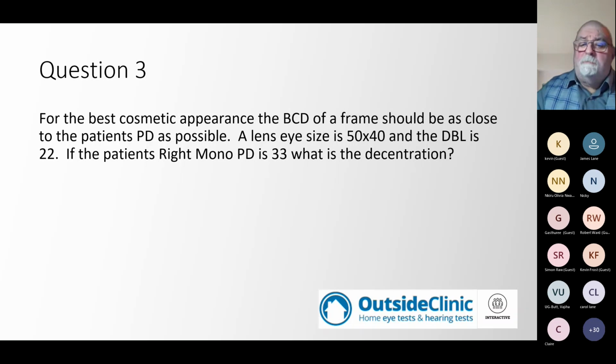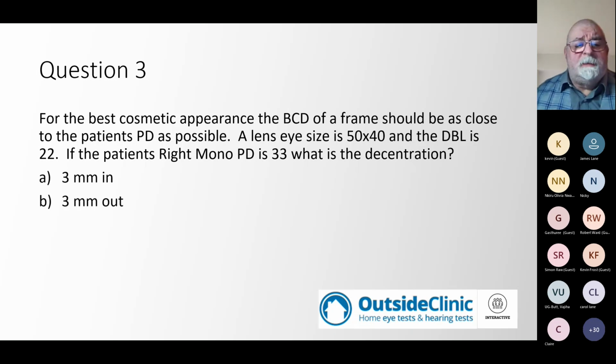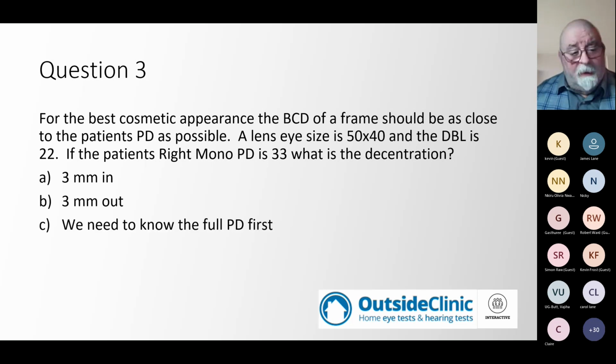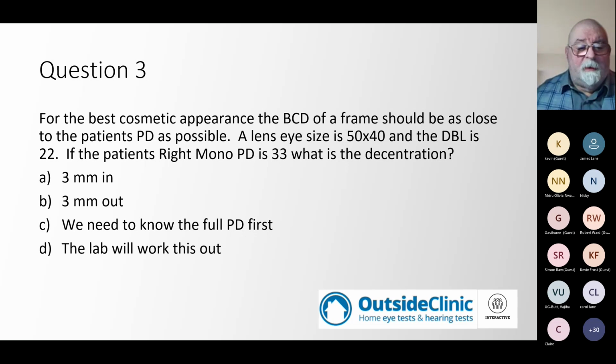So if the patient's right mono PD is 33, what is the decentration? Option A is 3 millimeters in, option B is 3 millimeters out, and C, we need to know the full PD first, or D, the lab will work this out for us. Well, the lab will always work this out for us, but it's useful for us to know.